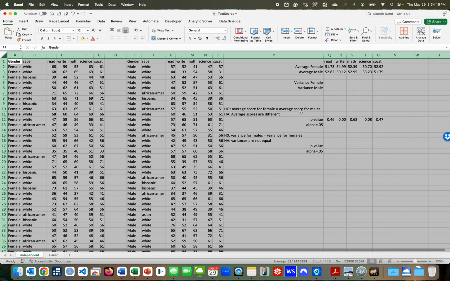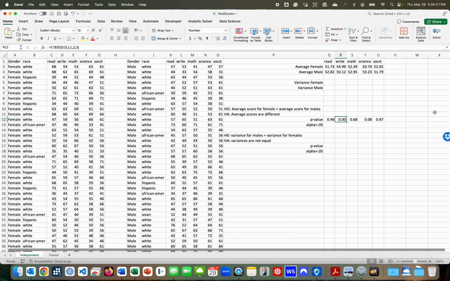decimal places. So this is telling us that we reject the null hypothesis that the writing scores are the same for males and females, in favor of the alternative that they are different. So in this case, we would conclude the writing scores are statistically different for males and females. We failed to reject the null hypothesis that the math scores are the same. At 95% confidence, we failed to reject that the science scores are the same.